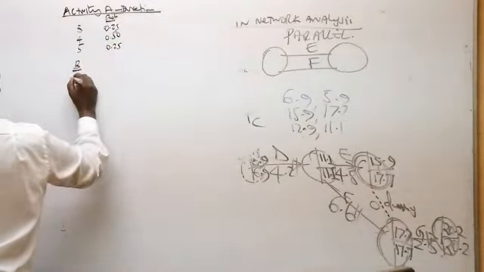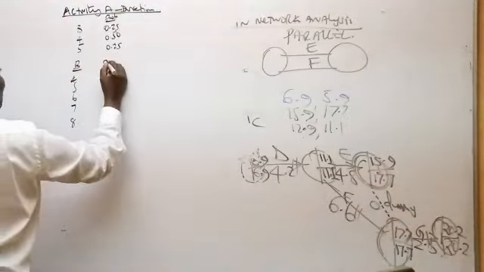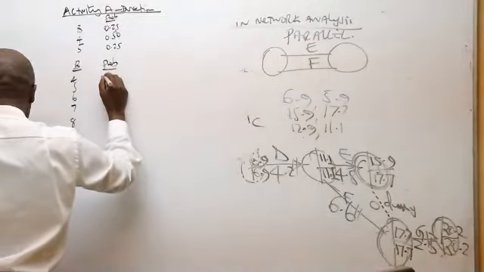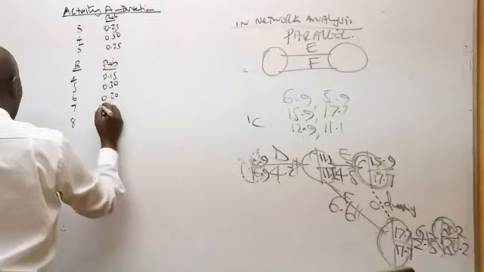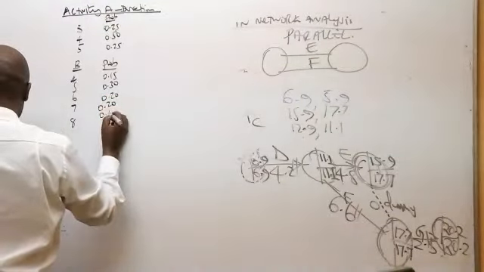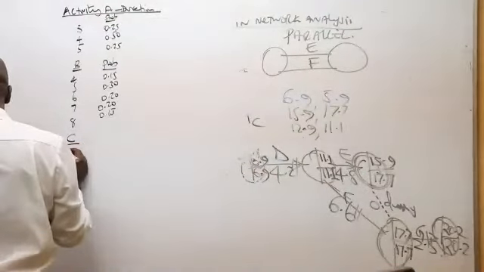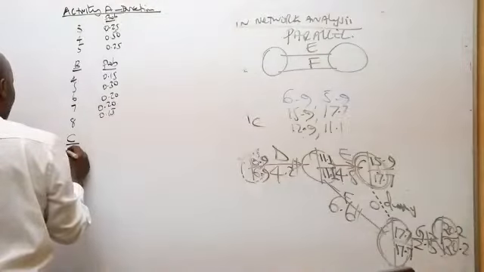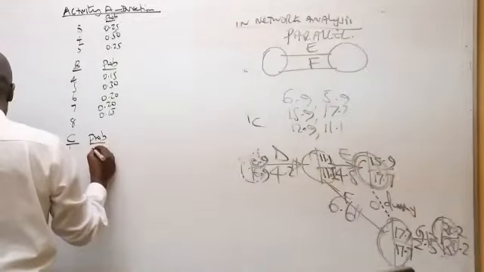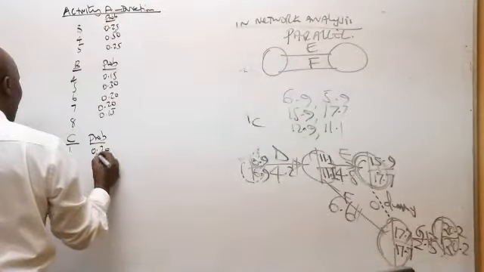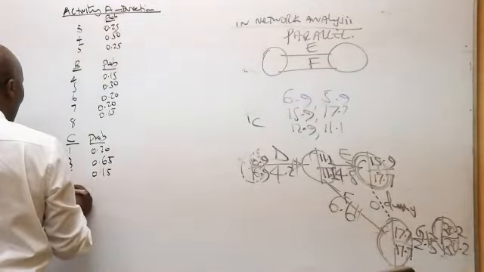Then we have activity B, which could be 4, 5, 6, 7, or 8, with probabilities 0.15, 0.30, 0.20, 0.20, and 0.15. Then activity C could take 1, 3, or 5 with probabilities 0.20, 0.65, and 0.15.